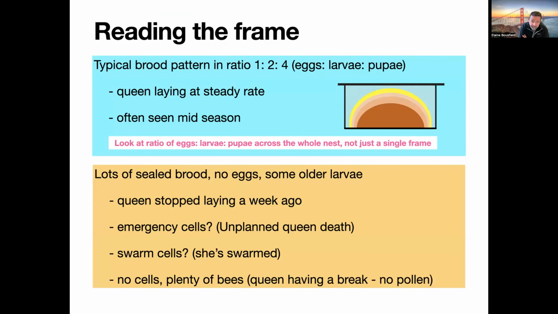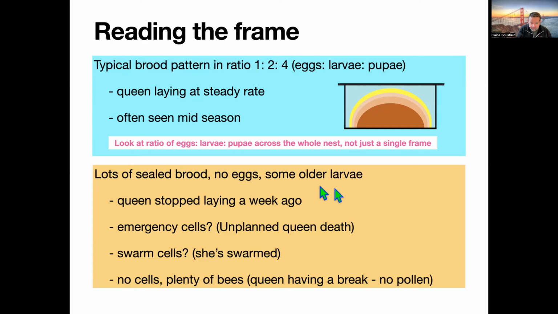Anyway, the point of all this, the ratio of 3 to 6 to 12 or 1 to 2 to 4 eggs, larvae, pupae, is that we know what normal looks like. We know what we're expecting to see. So if we see anything different, that's a clue. It helps us to try and figure out what may be going on.